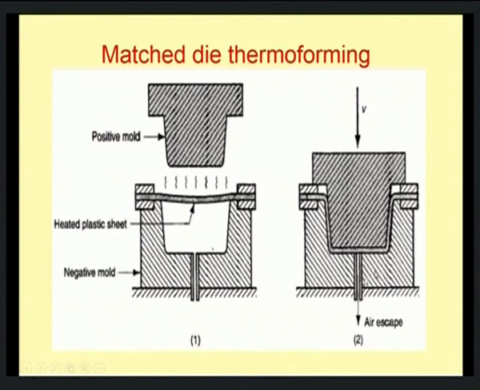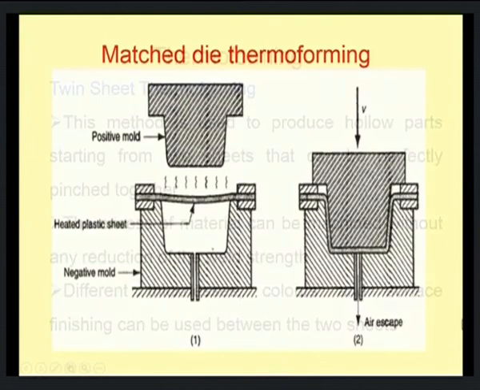Now, there is no vacuum or air applied. Simply, once the plastic sheet gets softened, the positive mold is just going to come down, and then by mechanical means the plastic sheet will be forced to take the shape of this mold.